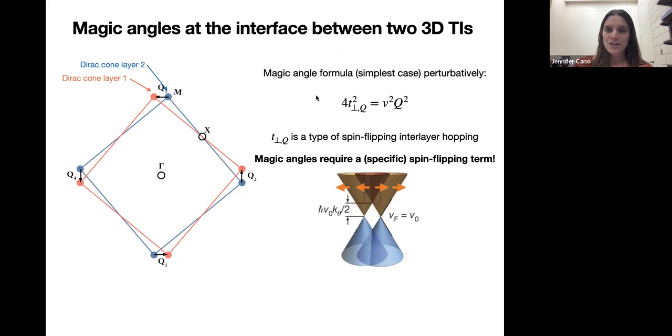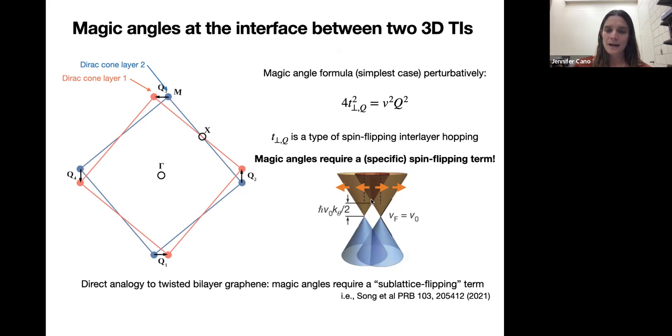But now this is connecting to the question that Pavel was asking earlier. You only get that magic angle if your interlayer hopping is flipping spin. So you can kind of understand this because if you offset these two Dirac cones and you consider the spin momentum locking, you'll see that where they cross, their spin is pointed in opposite directions. But we can also understand this by analogy to twisted bilayer graphene, because in twisted bilayer graphene, the Dirac cone is made of sublattice and not spin.